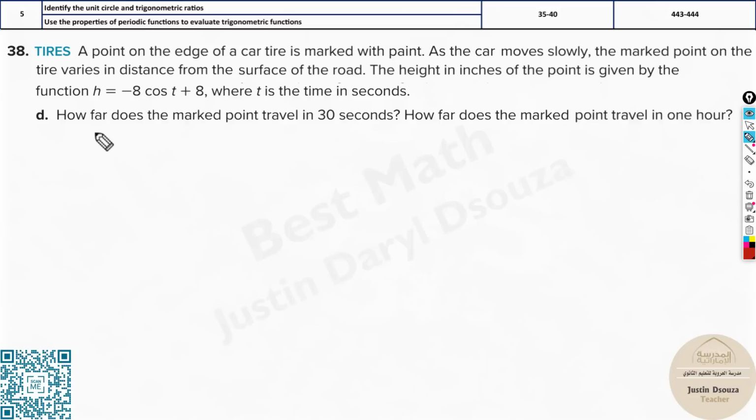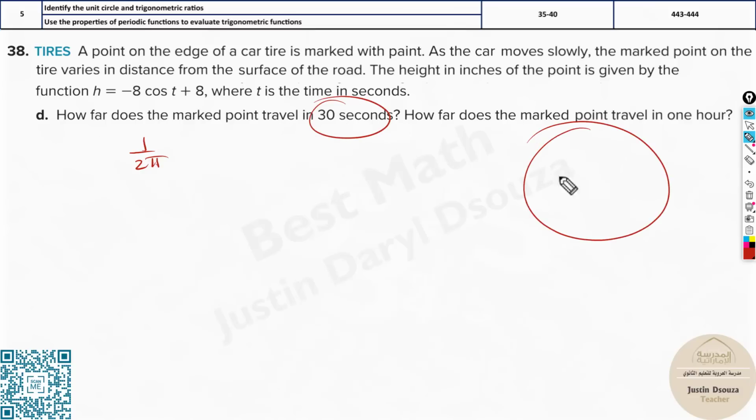Now, whatever we got just a while ago, in 1 second, how many rotations is 1 by 2 pi, right? This is very important. And what else do we know? We know the time is 30 seconds. But this is the circle, okay? So we need to know what is the total circumference.